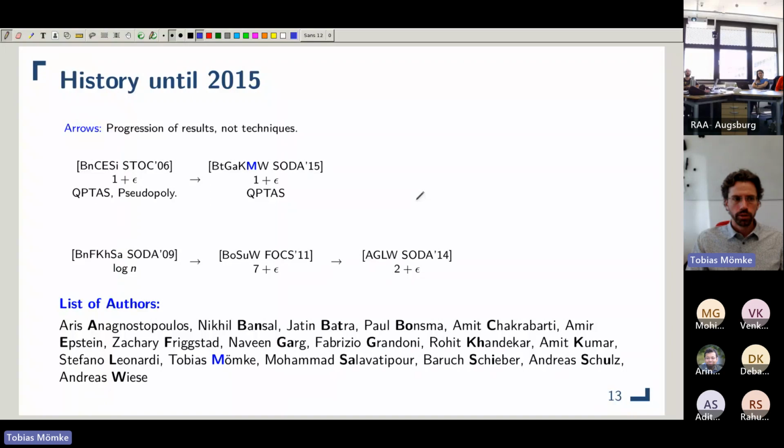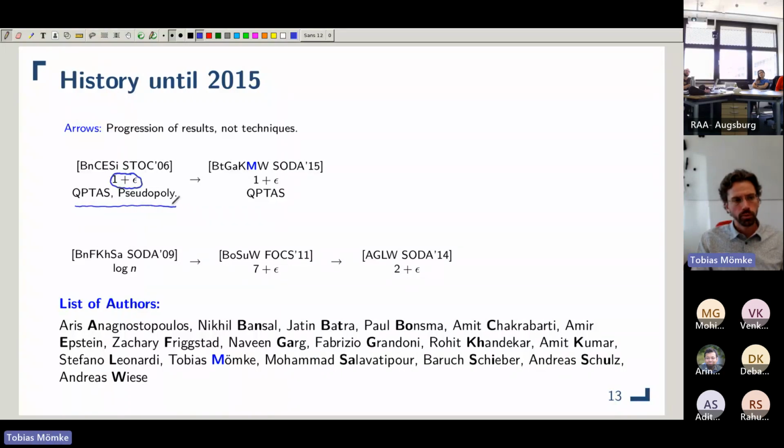Now a bit to the history of UFP. I think we can split it in two parts: the history, what happened until 2015, and what happened from 2015 on. And there are two lines of progress that people pursued. The first one is we want to have a 1 plus epsilon approximation, but we cannot get this in polynomial time yet. And therefore, we compromise on the running time.